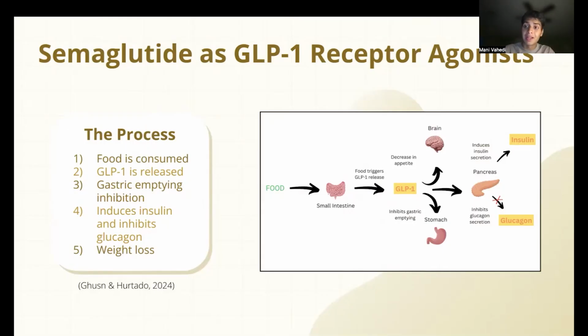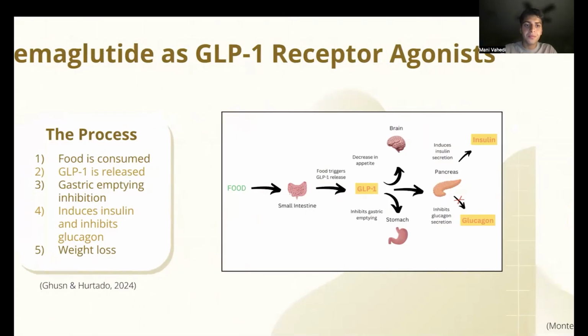That's why when semaglutide mimics this, it's able to make you feel fuller for longer, not eat as much food, and that's why it's beneficial. It also induces insulin and inhibits glucagon, which is essential for diabetes, and it prevents post-meal blood sugar spikes. And then obviously weight loss from the reduced gastric emptying and that sensation.